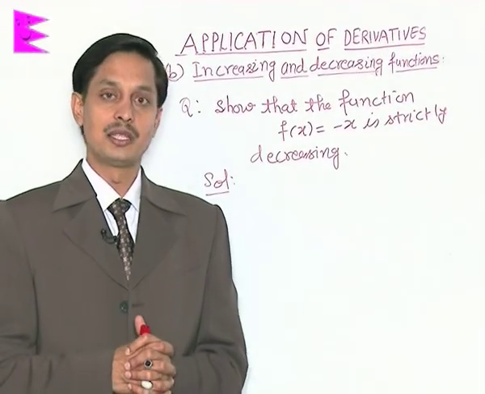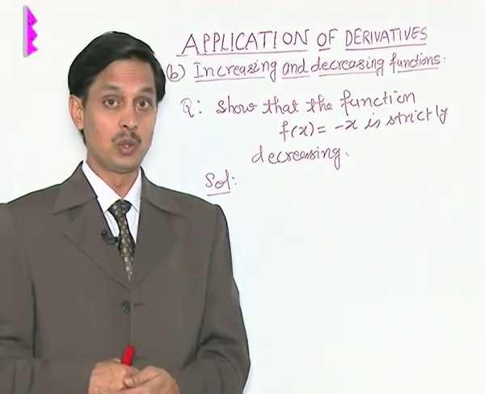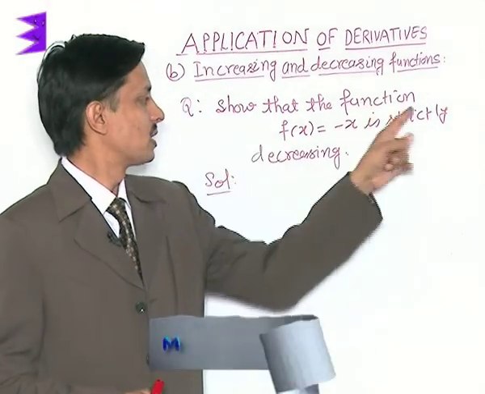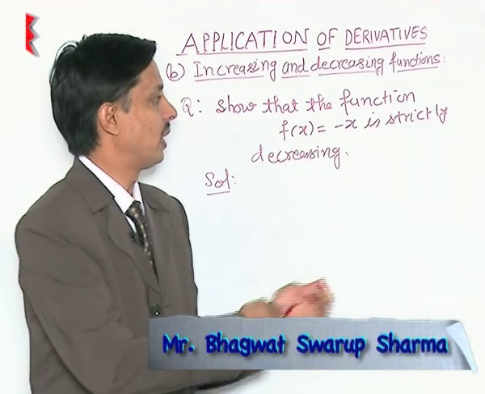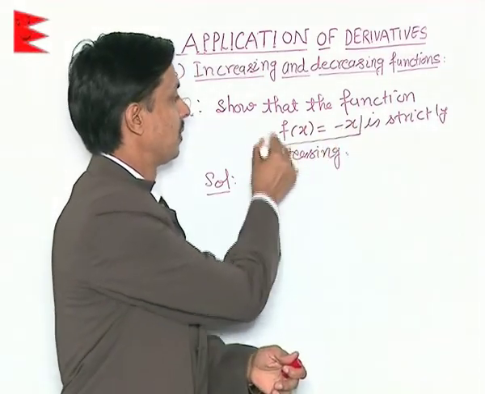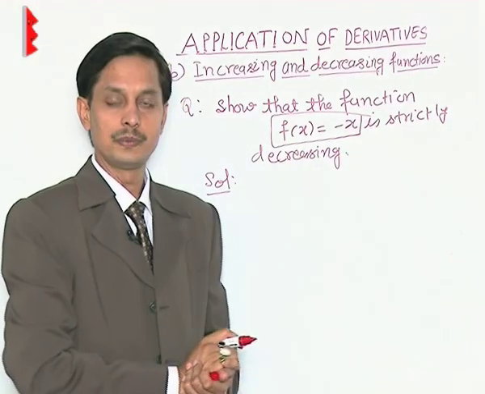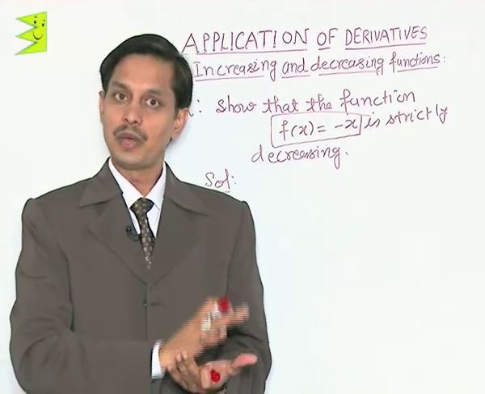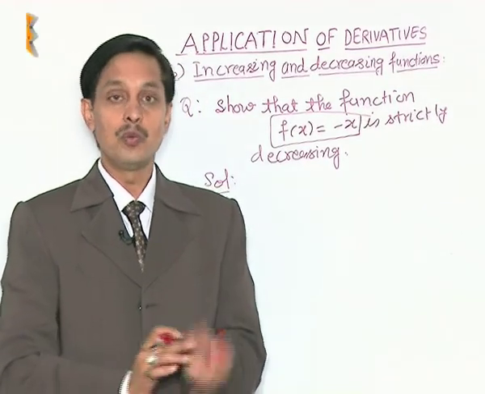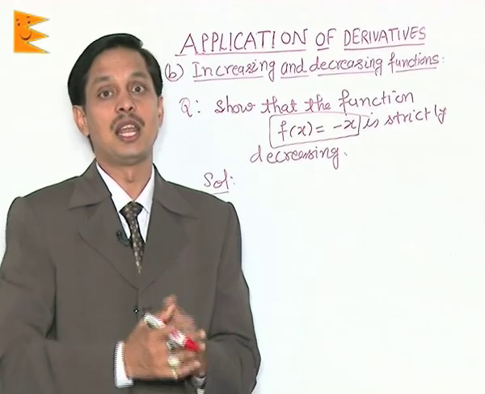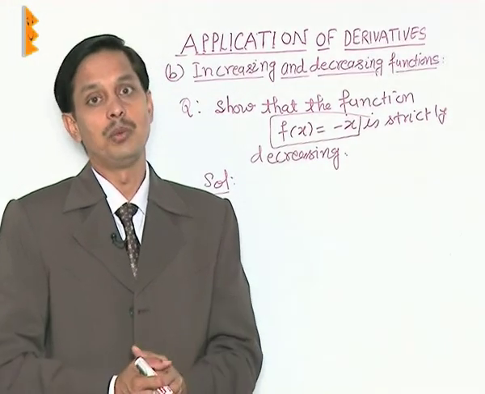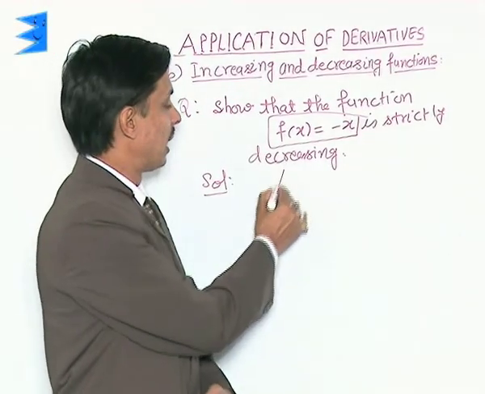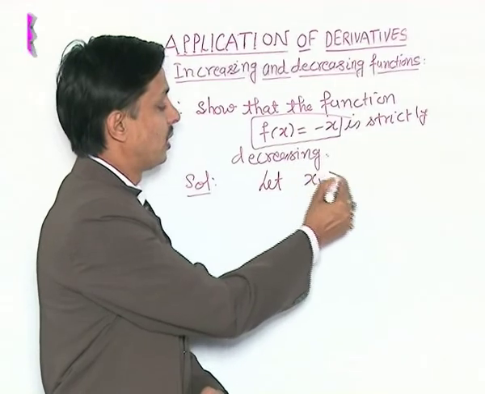Now I am taking an example to show how to prove that a function is strictly decreasing. The function given by f(x) equals minus x is strictly decreasing. The rule to show that a function is strictly decreasing is that if x1 is greater than x2 and we find that f(x1) is less than f(x2), the function is said to be strictly decreasing. For the solution, I have assumed that x1 is greater than x2.